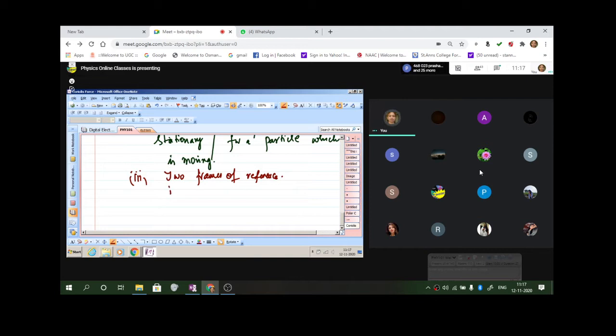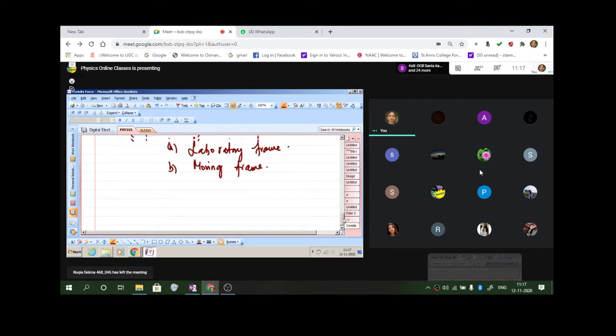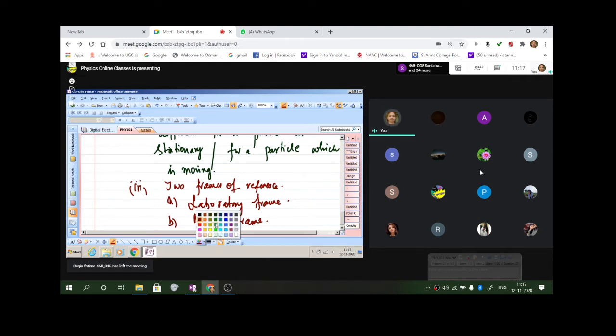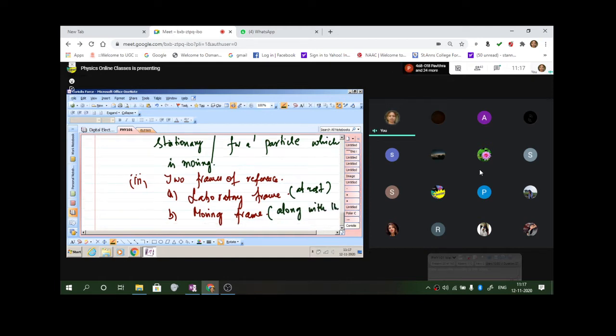One is known as laboratory frame of reference. The other one is moving frame. I will term it a little later by a different name. For the present, you understand that one is stationary, one is laboratory frame. One is moving frame, one is stationary frame. This laboratory frame is the frame which is also known as at rest. Moving frame is the one which moves along with the particle.